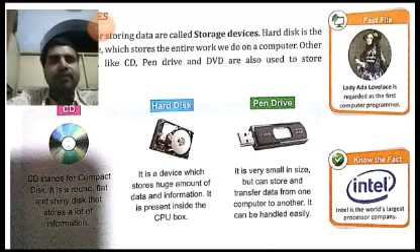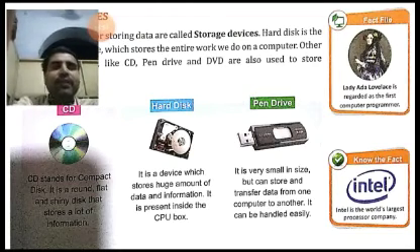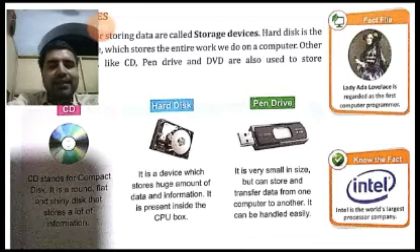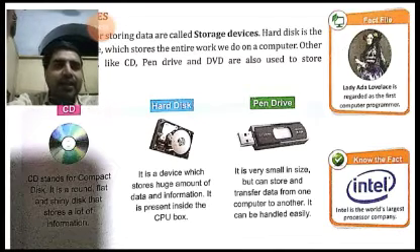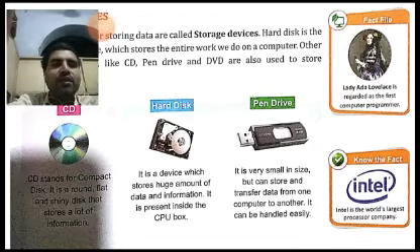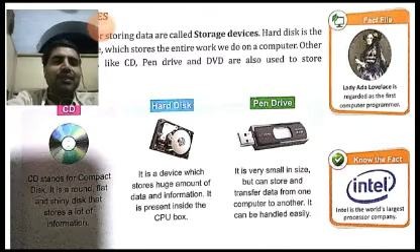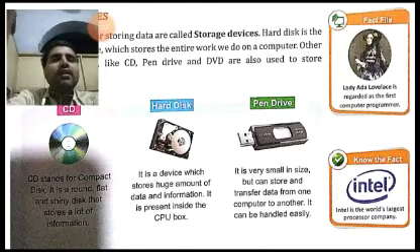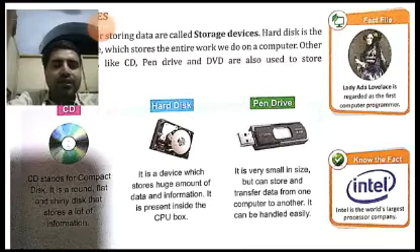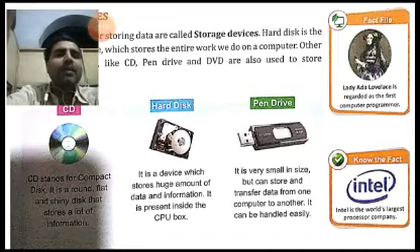Another type of storage device is the pen drive or the USB drive. It is very small in size compared to a CD and hard disk, but it can store and transfer data from one computer to another very easily. It can be handled easily because it is very small, and it doesn't break very soon. We can easily copy data into the pen drive and transfer it from one computer to another system.